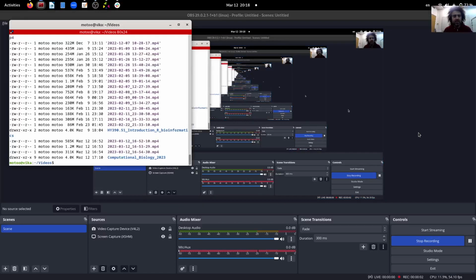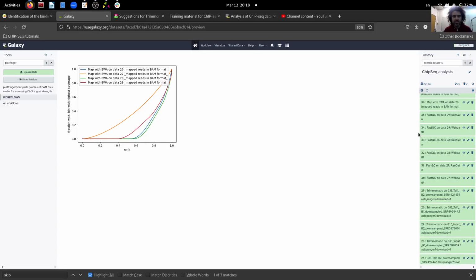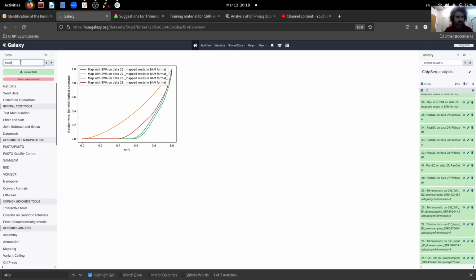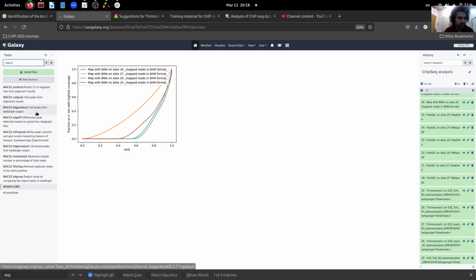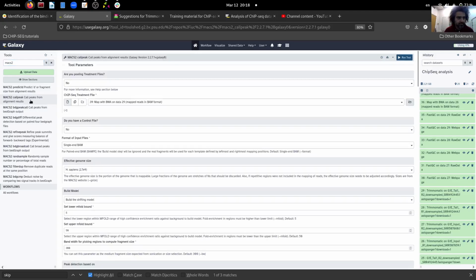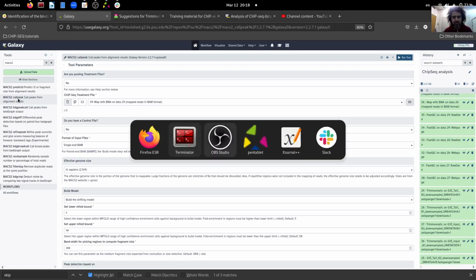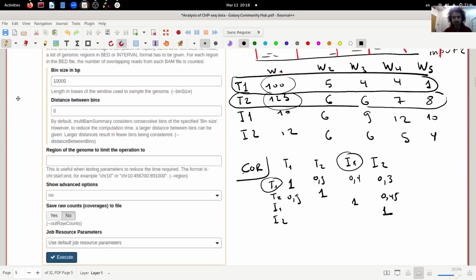Okay, so the next step, after we have done all these steps for all these controls and the strength of immunoprecipitation, is just to run MACS2. So let's go here to see if MACS2 is available, and MACS2 callpeak. So MACS2 callpeak, a peak is actually, yeah, let's maybe draw that.